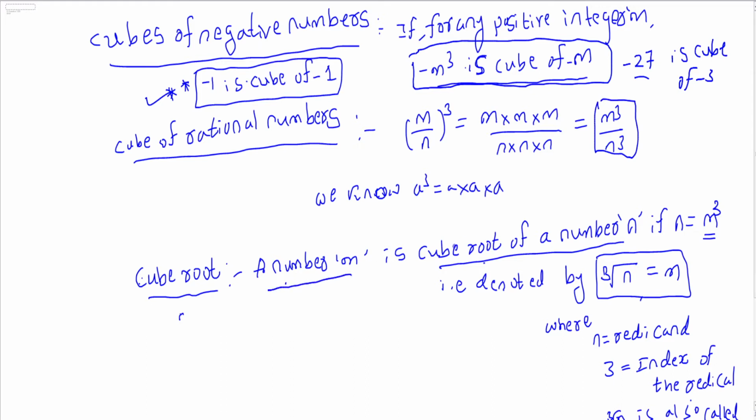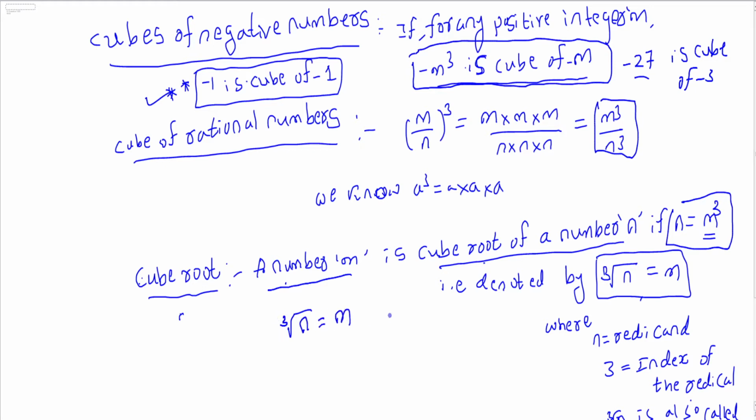A number m is a cube root of a number n means n is equal to m cube. Then m is a cube root of n. Okay, then m is denoted by the cube root of n is equal to m.